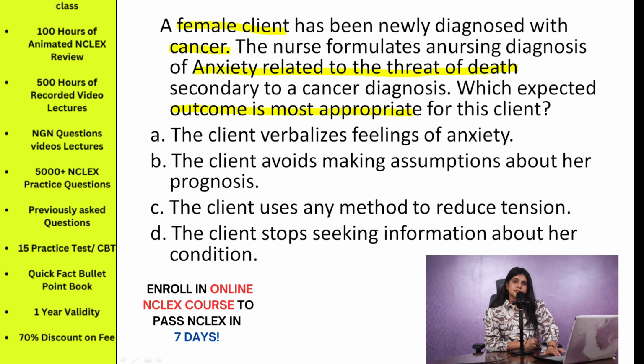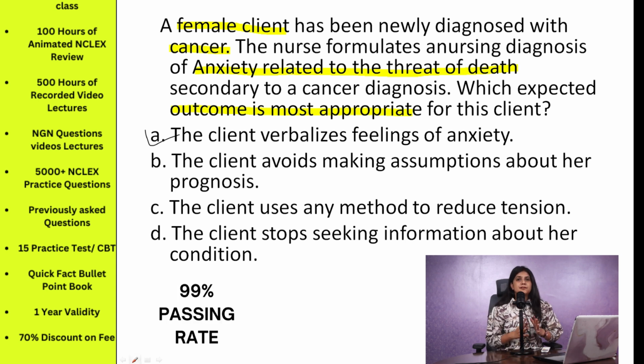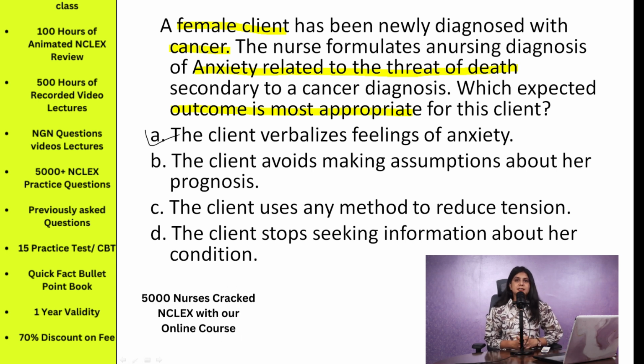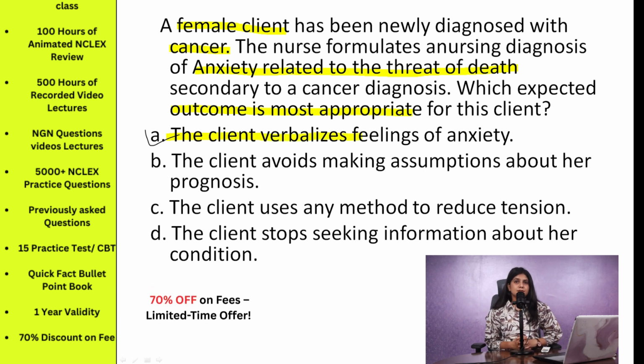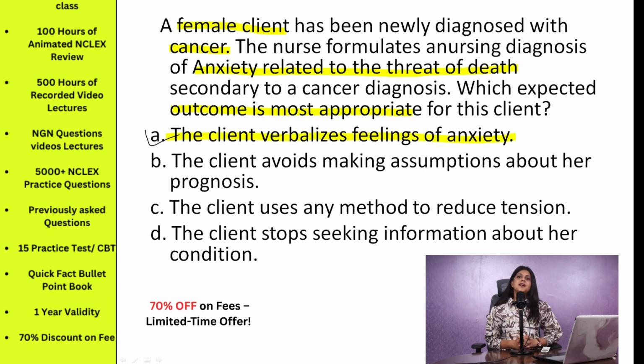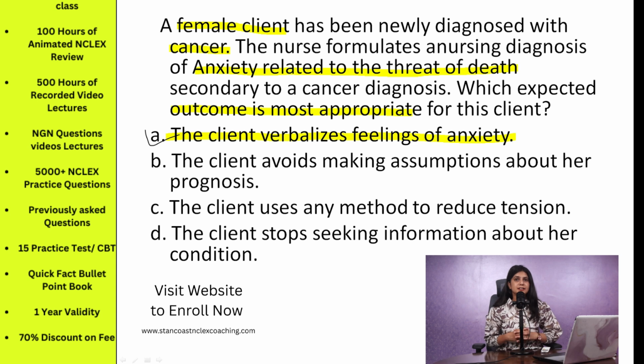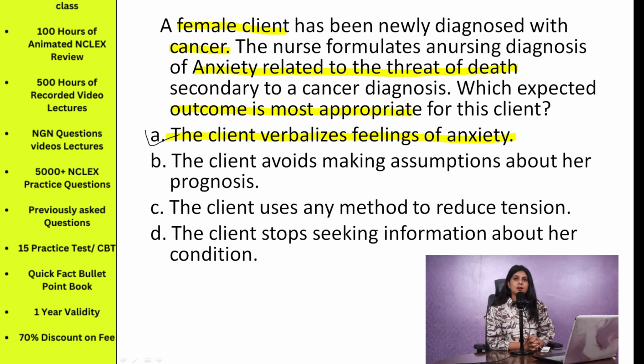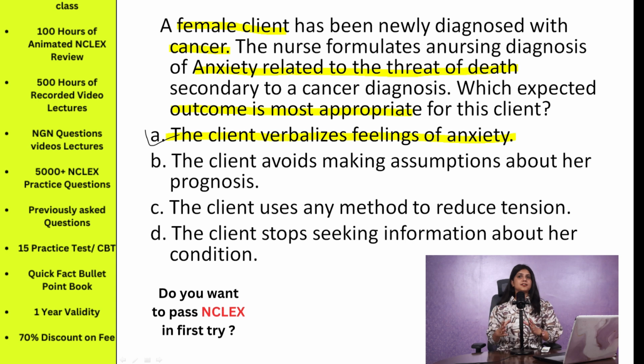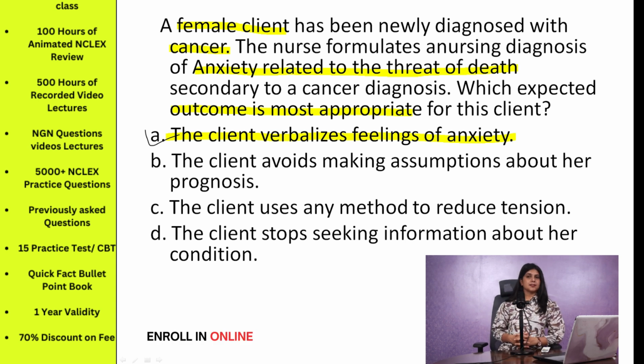Correct answer: A. The client verbalizes feelings of anxiety. Expressing feelings is the first step in coping with a situational crisis. It also allows the healthcare team to understand the client's emotions and provide appropriate psychosocial support. Option B is inappropriate because suppressing speculation may prevent the client from processing the diagnosis and making necessary plans.